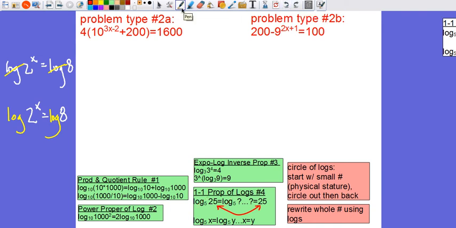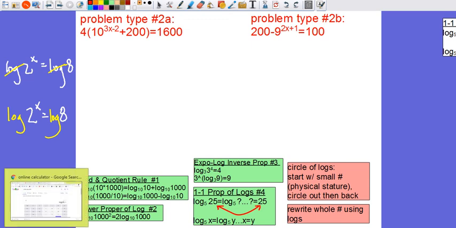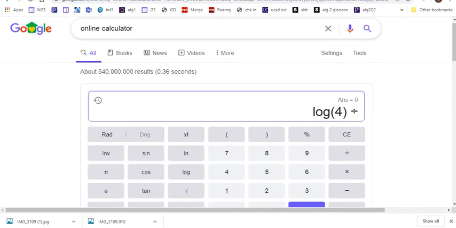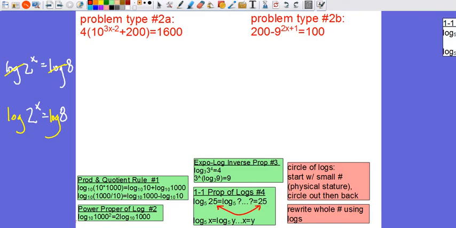Today you're going to need a calculator. A scientific calculator works, or you can go on Google and type in online calculator and use that. Let's go ahead and do this problem here.